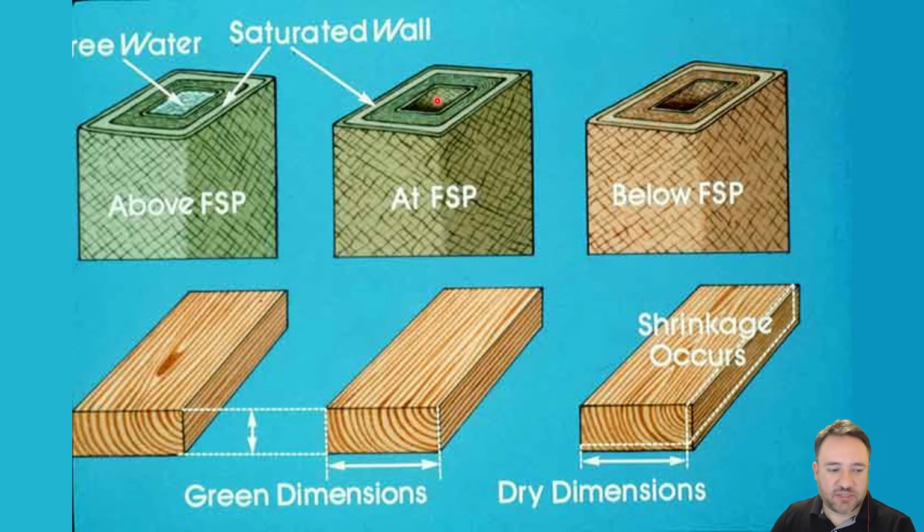Beyond the fiber saturation point, if we add any more water, it's not going to go into the cell walls. It's going to go inside the cells as free water, which you can see here. Now, that free water being inside the cells does not change the size of the cells. So if we're looking at a piece of wood and we start dry, and we add water to it, it will expand up to the point that we've added enough water that it's going to saturate the cell walls. If we add any more water to it past this point, then the dimensions are not going to change anymore.